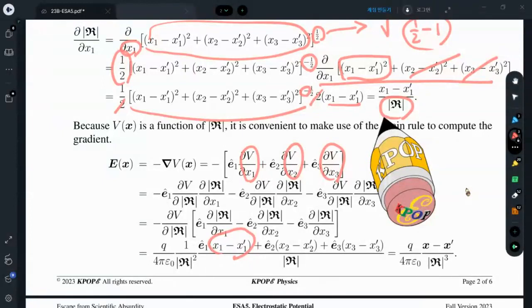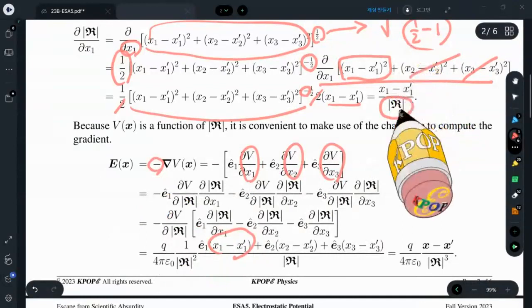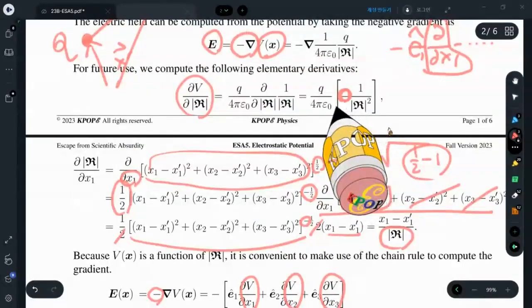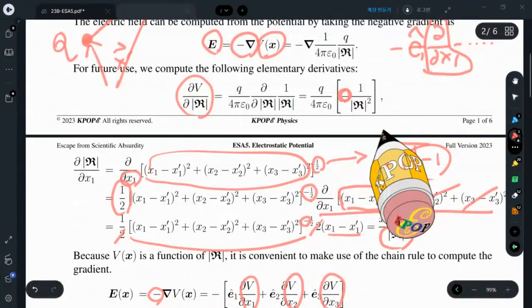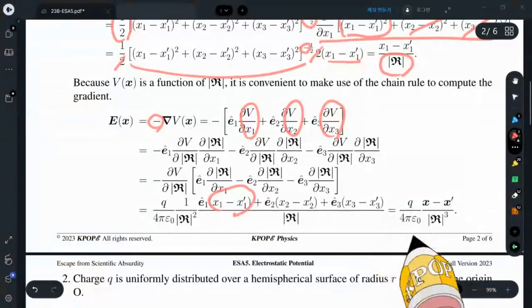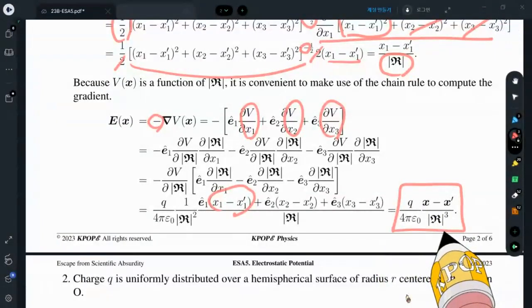Remember, we have a negative sign on it, and we have a negative sign on it. These two negative signs cancel, and finally we do not have a negative sign. So what we find here is identical to Coulomb's law.